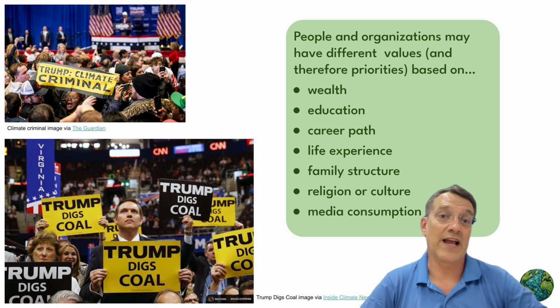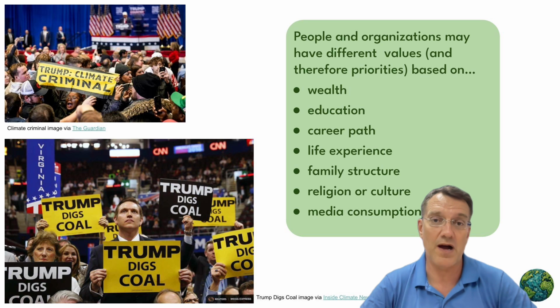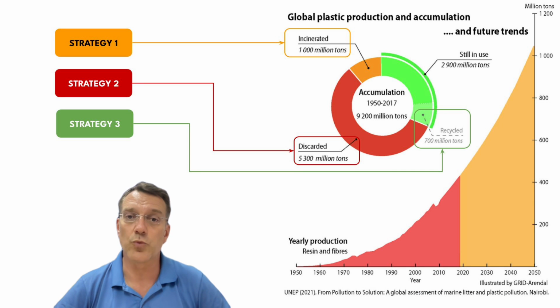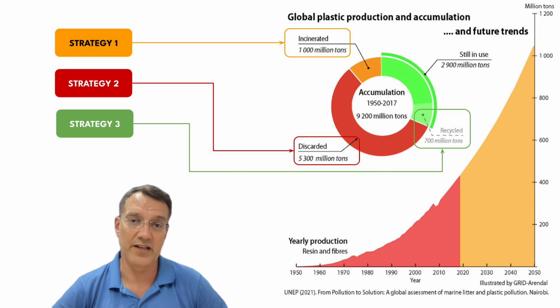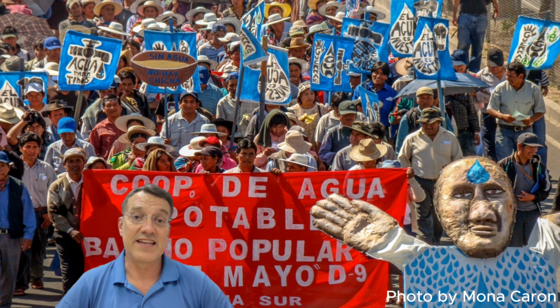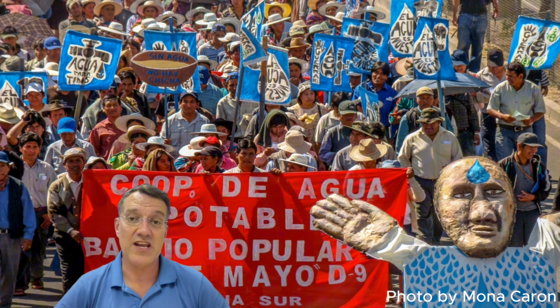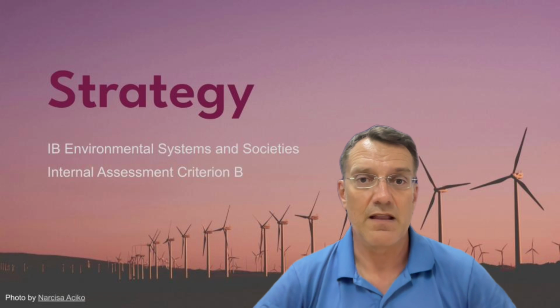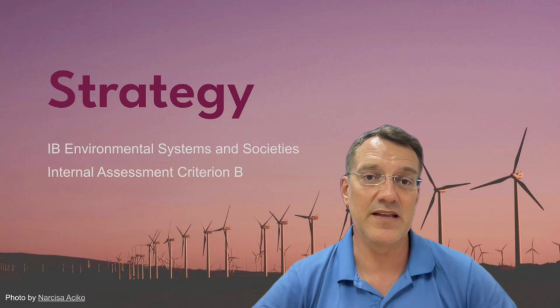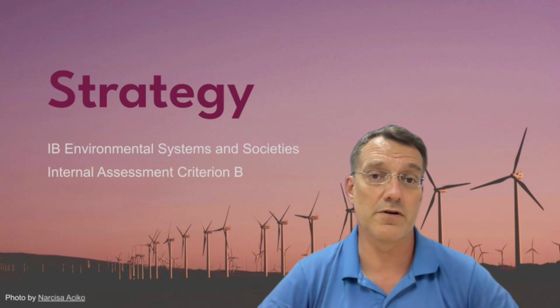Instead, it's about exploring how different groups of people respond to environmental problems and why those responses sometimes conflict with each other. You'll be looking at real-world strategies that address your environmental issue, and you're going to examine the tensions that arise when different stakeholders have competing interests. Let's break down exactly what that means and how to approach it successfully for your IA.